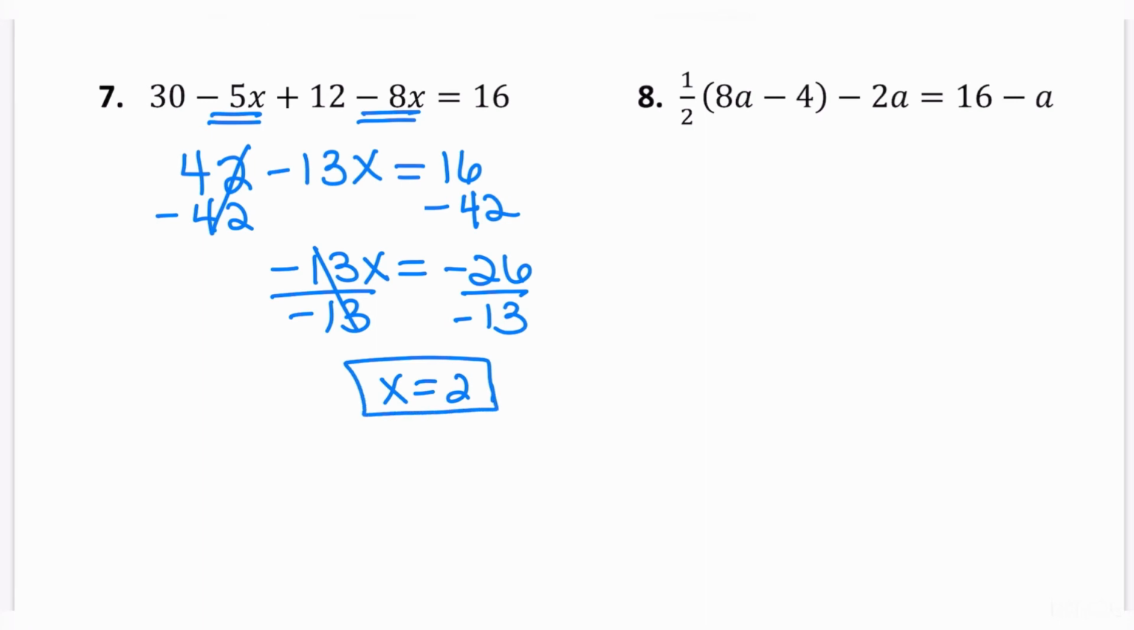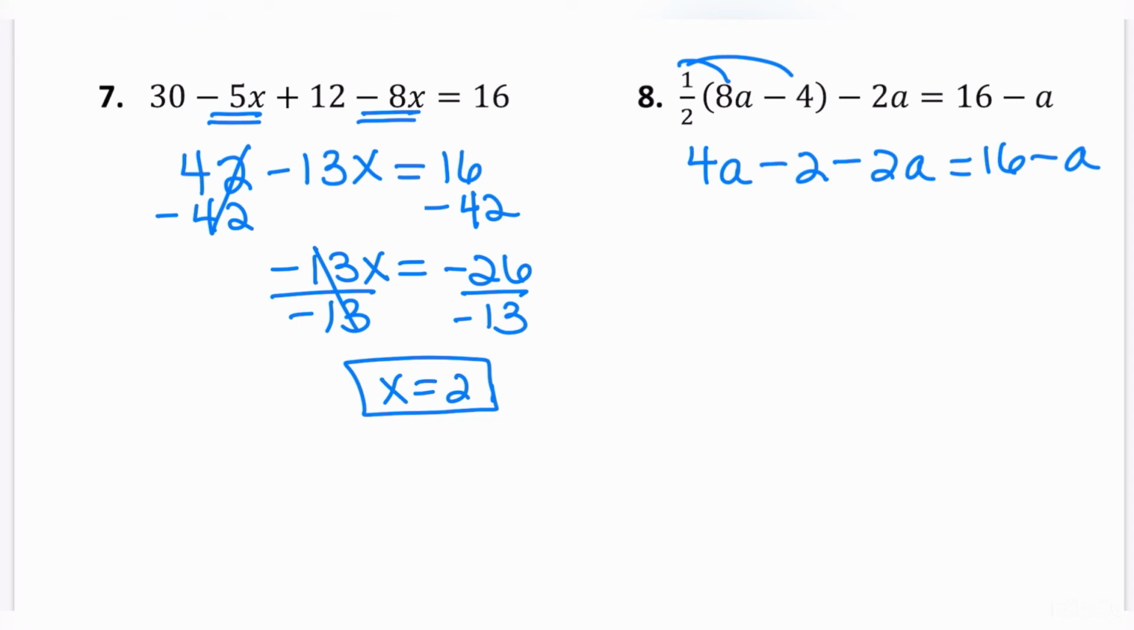In question number 8, I have parentheses once again, and I have a fraction, which is fine. I'm going to go ahead and distribute. So 1/2 of 8a is equal to 4a, and 1/2 of negative 4 is equal to negative 2. That's the end of distributing. Let's bring down the negative 2a is equal to 16 minus a.